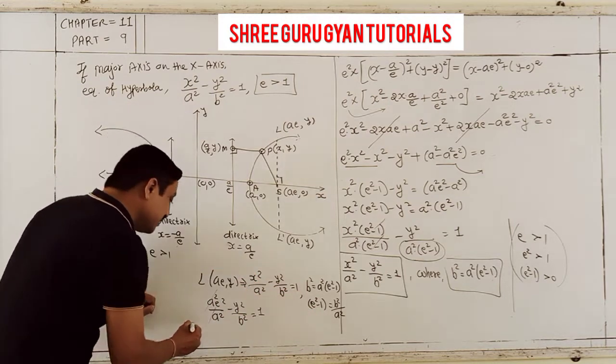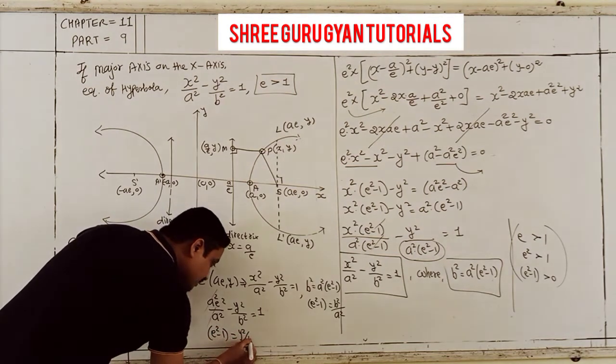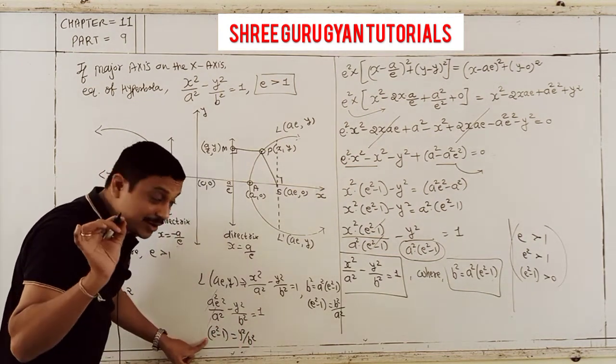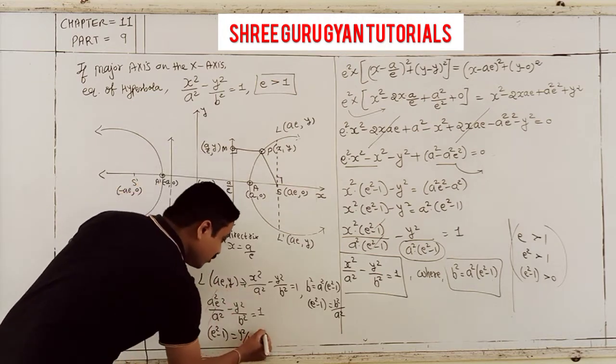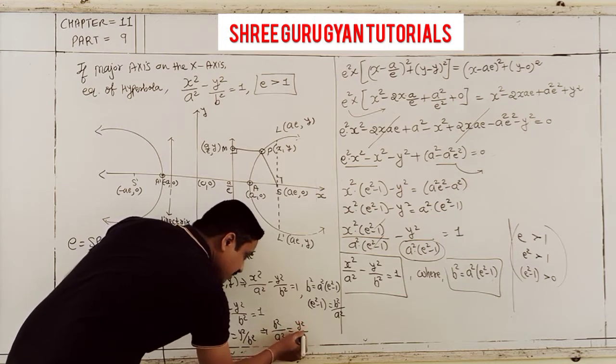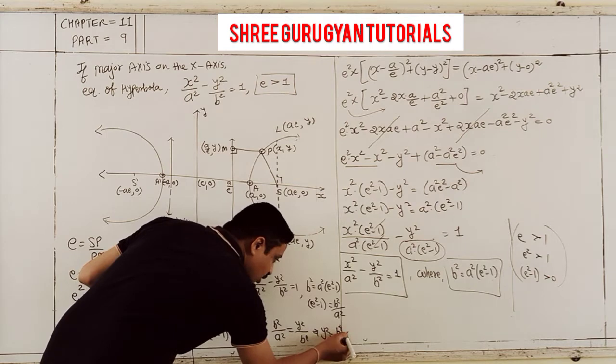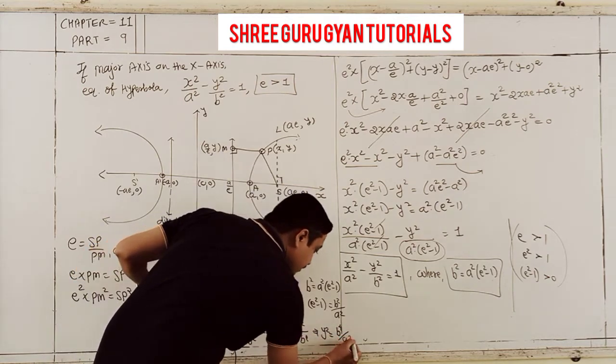So students, here e square minus 1 is equal to y square by b square. But what is the e square minus 1? Actually it is coming from here, b square by a square is equal to y square by b square. Now finally y square becomes b raised to 4 by a square, I mean a square.